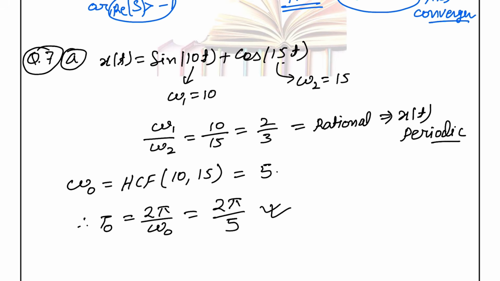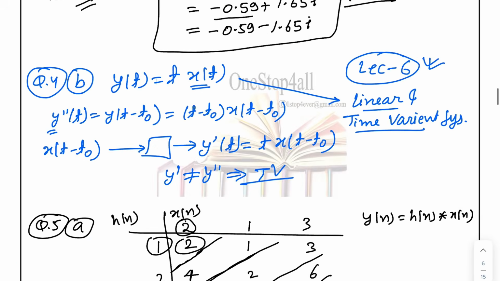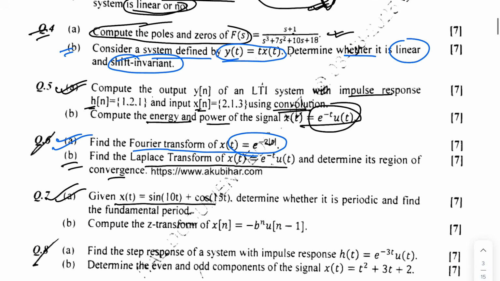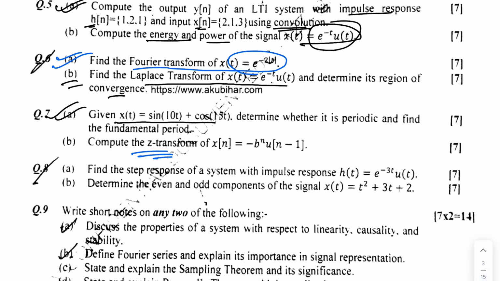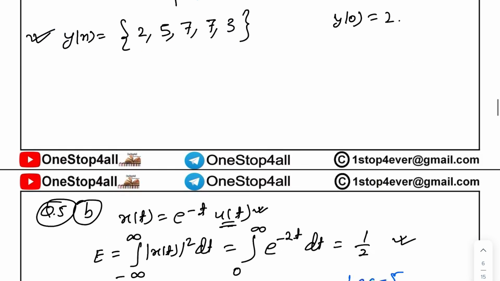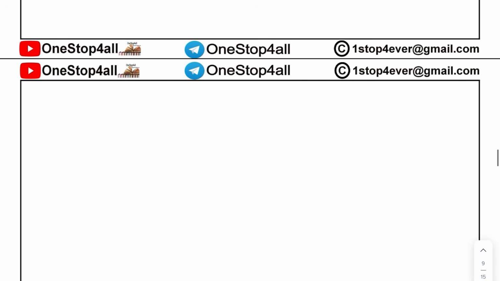Okay. So, this is the solution for question number 7a. Now, we will move to 7b. What is the solution for 7b? We will see the question. Compute the Z transform. It is simple. We need to take the Z transform of this one. Simply we need to calculate the Z transform.